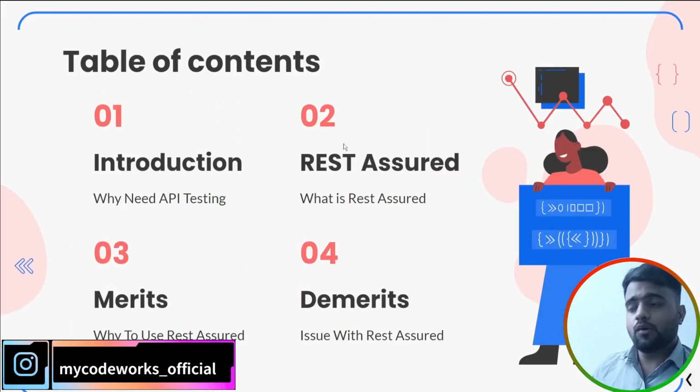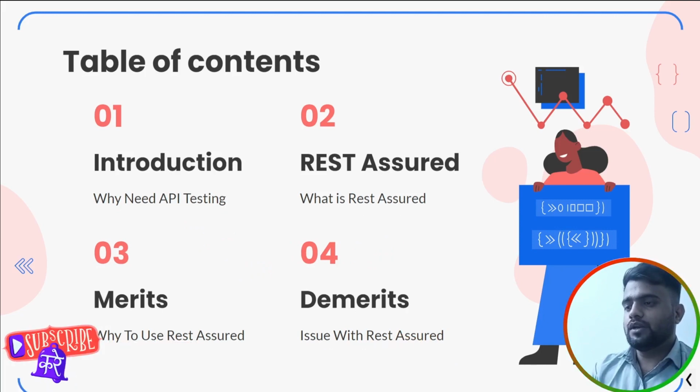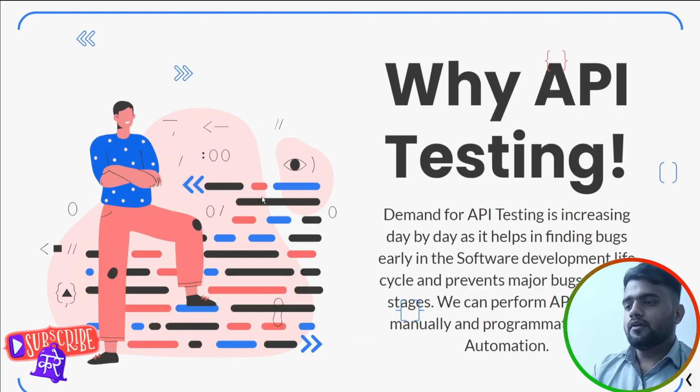Before that, I will tell you something about the things we are going to cover in this video: first, why we need API testing, second, what REST Assured is, third, why we need to go with REST Assured, and then the issues with REST Assured. Before going to the next slide, I will talk about API testing, why we actually need it. So let's directly go to the API testing slide.